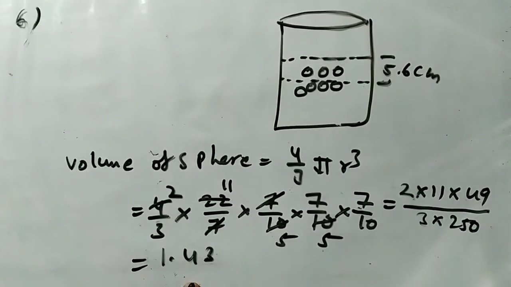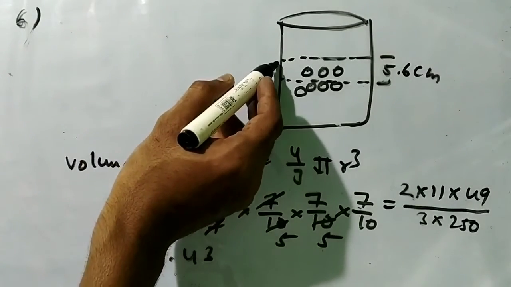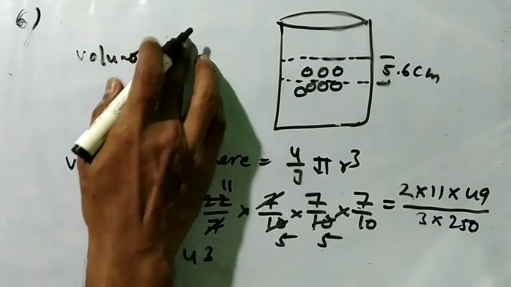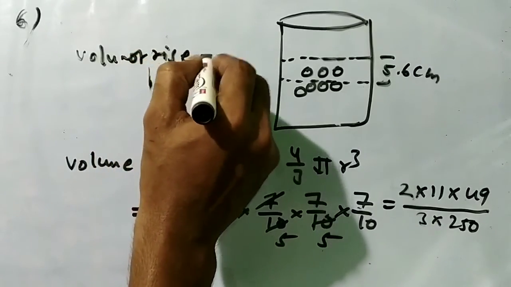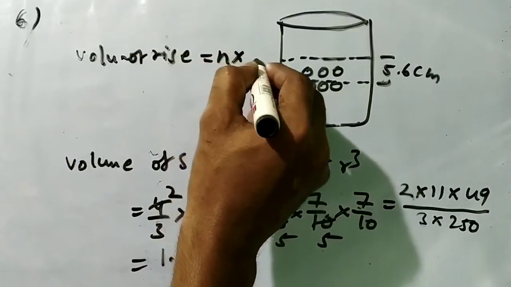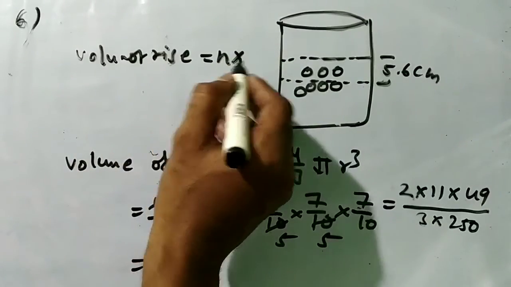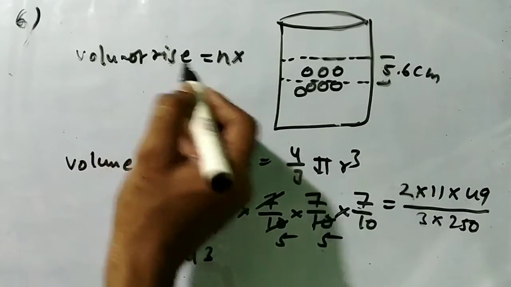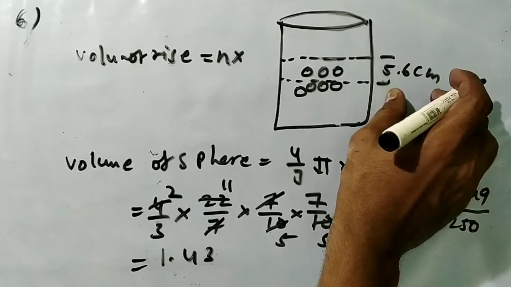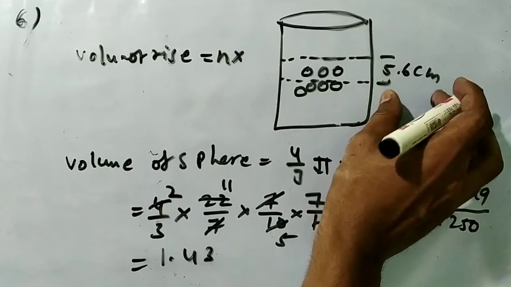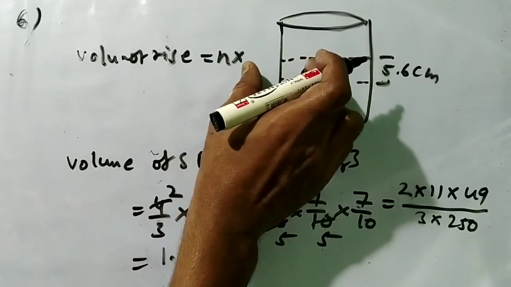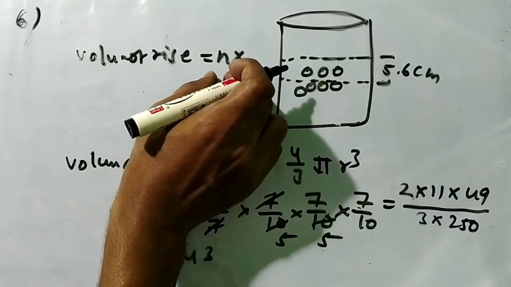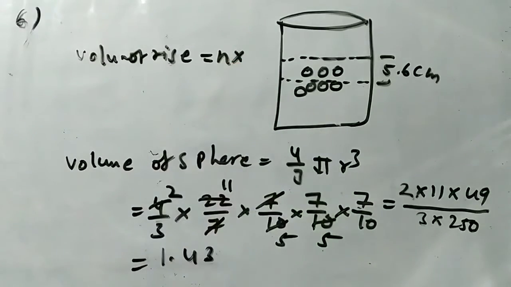So we have to think about the rise. We have to find the volume of the rise. Volume of rise is equal to n into the volume of one marble, where n is the number of marbles. They have given the rise as 5.6 centimeters. Volume equals n into marble volume. We don't know the n value, the number of marbles. So n is equal to the volume of the rise divided by the volume of one marble.